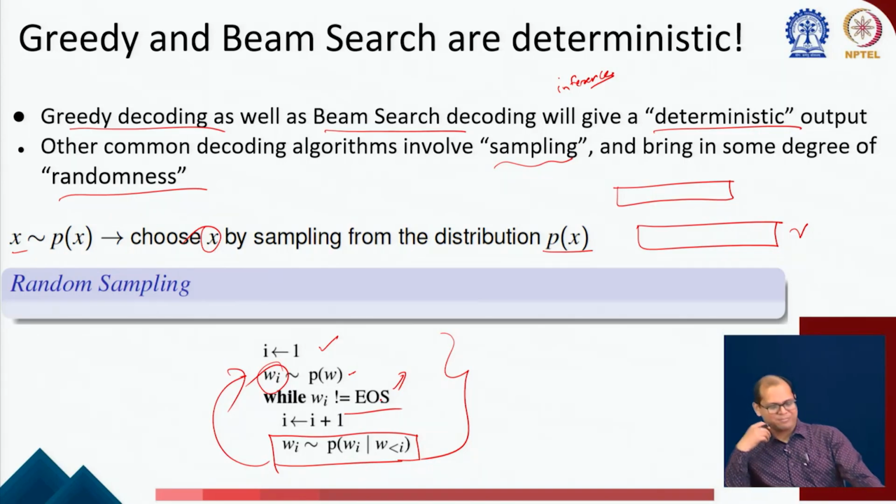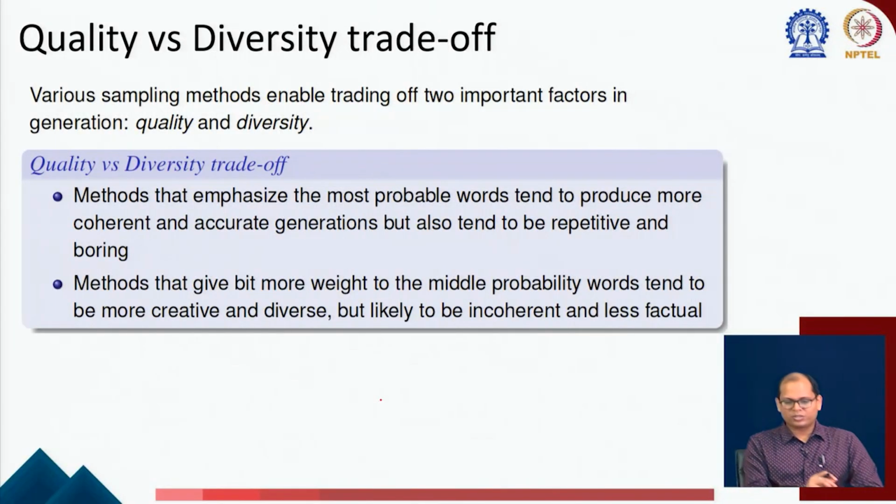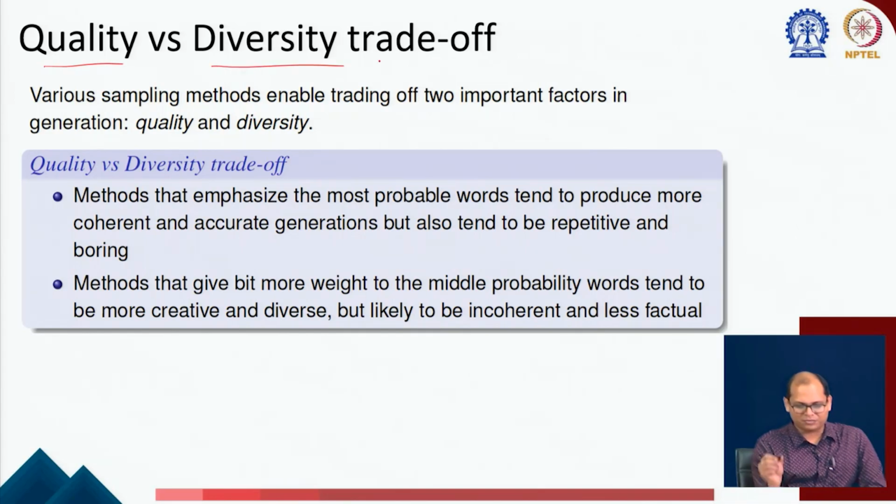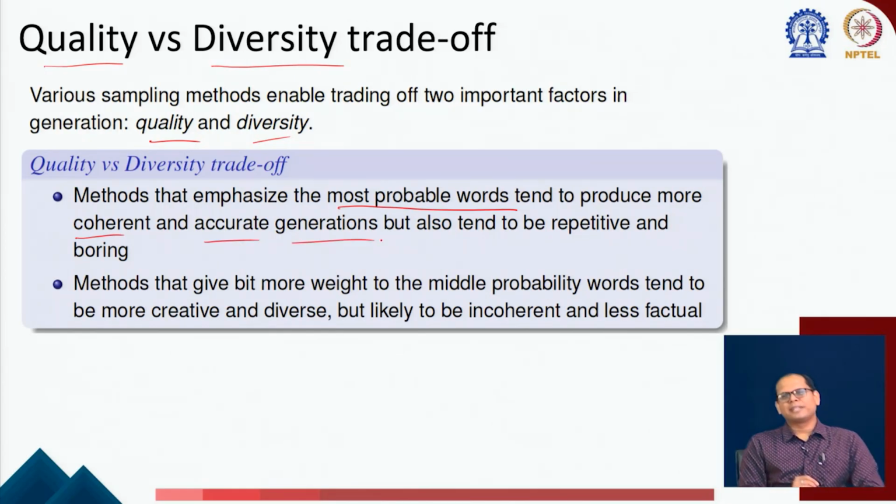Now what are the ways you can sample a word? That's why you do some quality versus diversity trade-off. Various sampling methods enable trading off these two important factors. Methods like beam search decoding emphasize the most probable words. They will produce more coherent and accurate generations, but they are also quite repetitive and boring. So they are good for tasks that are more factual. But if you want to do tasks like summarization or creative writing, then they may not always be the best solution.